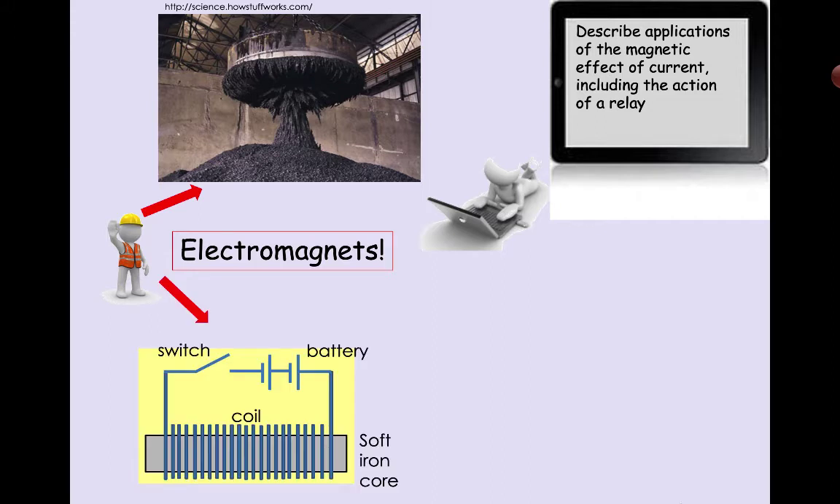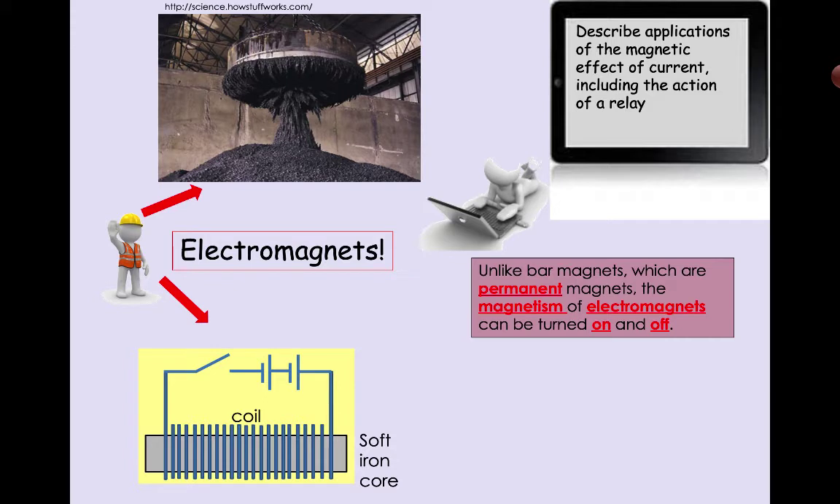Now very simply, this is what they consist of. We've got a switch, a battery, so we've got a current flowing through a coil and a soft iron core, and that is essentially all you need to make an electromagnet. Now unlike bar magnets, which are permanent magnets, the magnetism of electromagnets very usefully can be turned on and off simply by closing and opening the switch.